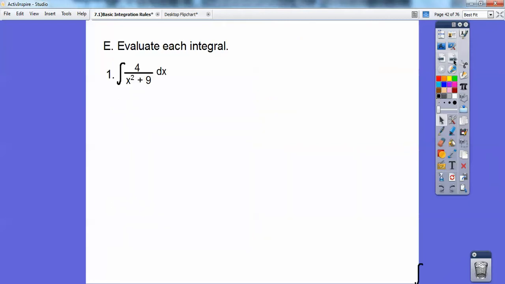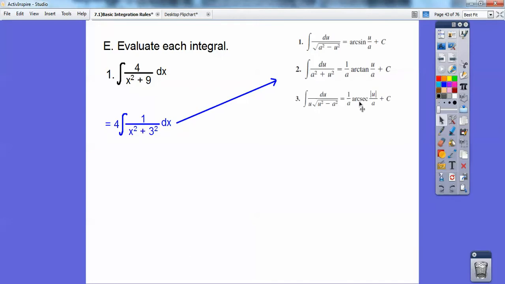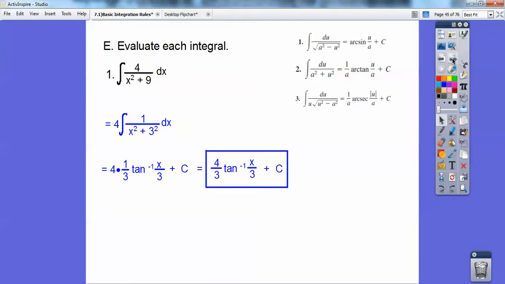So this one follows the arctangent because there's no square root. There's that 4 that comes out, so it's going to be x squared plus 3 squared. So the 3 is the a part. Just following that rule, it's going to be 1 over a, which is 1/3, arctangent or inverse tangent of x over 3, then plus c. And then that's just going to be 4/3 arctangent of x over 3 plus c. Okay, let's try another one.